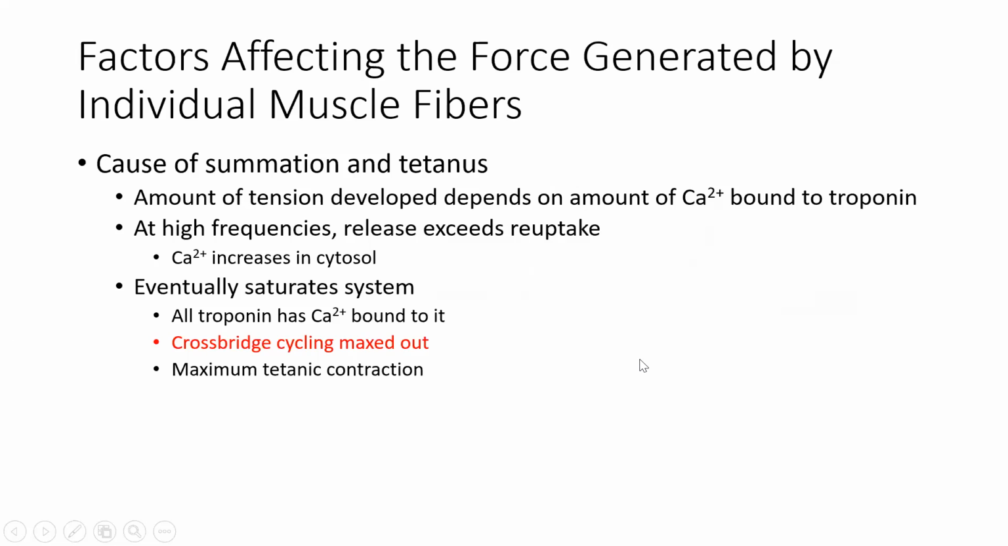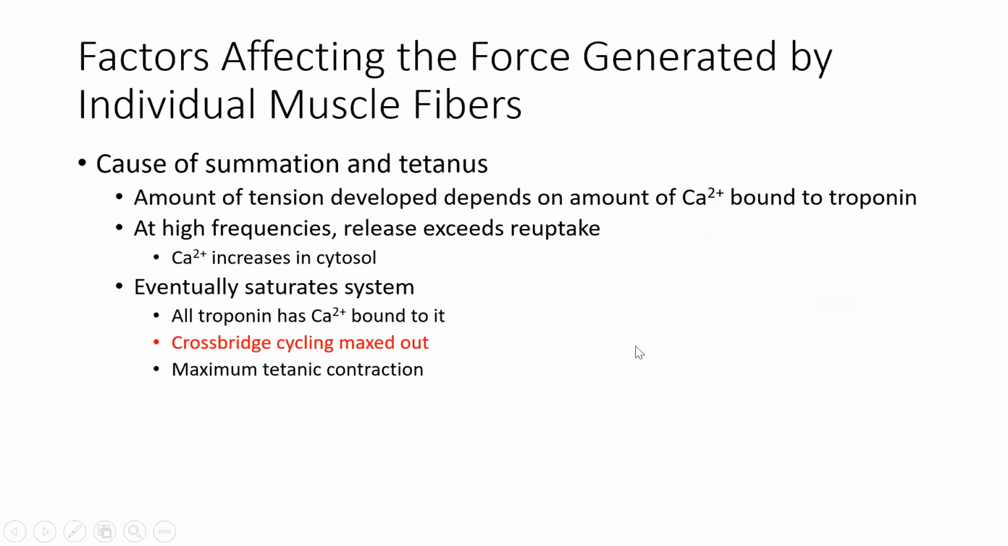So if you think about the cause of summation and tetanus here, again, it's happening because all of the troponin has calcium bound to it. And so we're providing the most tension that we possibly can. All of the possible cross-bridge interactions are happening. And so this is where the amount of calcium in the sarcoplasm is exceeding how much is being reuptaken back into the sarcoplasmic reticulum. And so here the calcium is increased in the cytosol. This will eventually max out our cross-bridge cycling and lead to a condition that's called maximum tetanic contraction, which can be fatal, right?